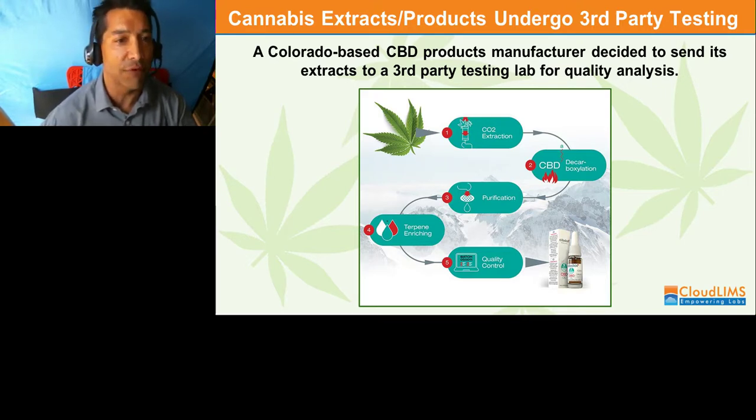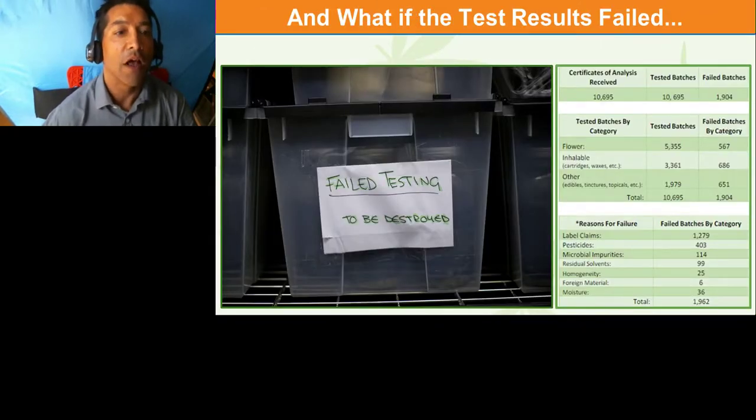They do use a pretty basic workflow: CO2 extraction, followed by decarboxylation, then purification, terpene enrichment for the particular terpenes that they're advertising for, which in this case is for pain relief, and then quality control, which previously they had been doing only by sending out to a third-party testing lab. And that's when they encountered the problem. The problem was test failure.